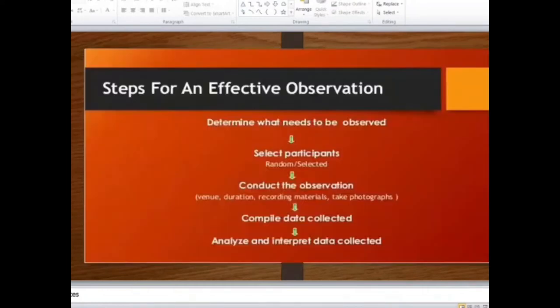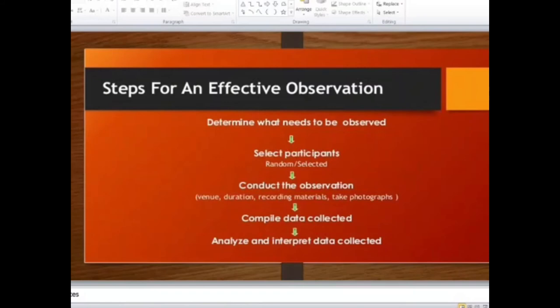There are some steps for an effective observation. First, we have to determine what needs to be observed. Next, after determining the needs, we have to select the participants. The participants can be selected randomly or purposively. And next, we have to conduct the observation.